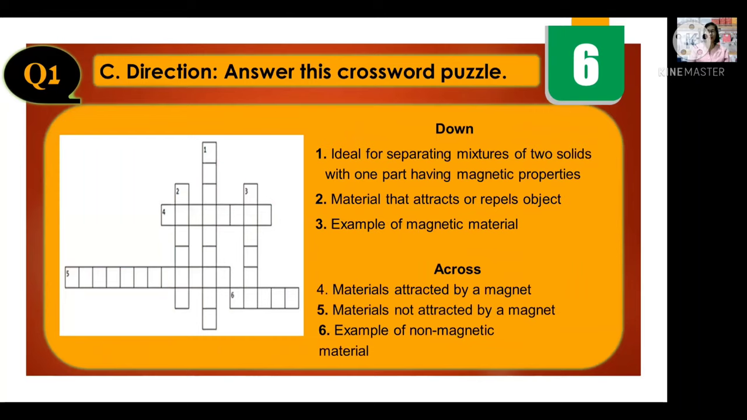Answer this crossword puzzle. For down, number one, ideal for separating mixtures of two solids with one part having magnetic properties. Number two, material that attracts or repels objects. Number three, example of magnetic material. And for across, number four, materials attracted by a magnet. Number five, materials not attracted by a magnet. And number six, example of non-magnetic material. Congratulations, class! You have successfully answered your crossword puzzle.